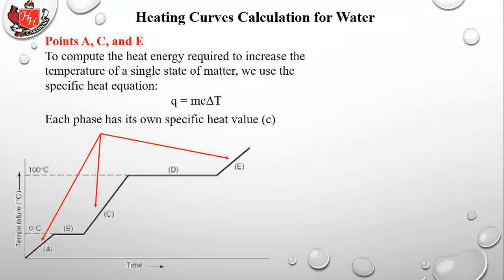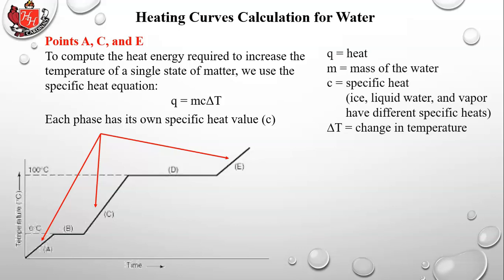So at points A, C, and E, to compute the heat required to increase the temperature of a single state of matter, so A is ice, C is liquid water, and E is steam or vapor, we use a specific heat equation. Now, you haven't been introduced to this equation before, but you will when we get into thermochemistry in the next unit. So here are the abbreviations over to the side here.